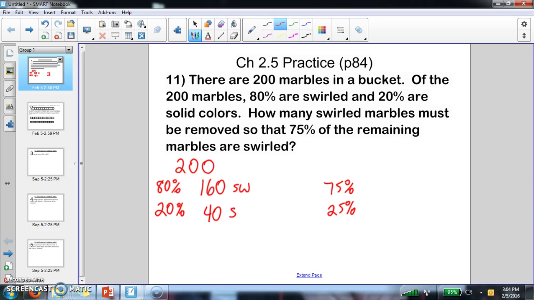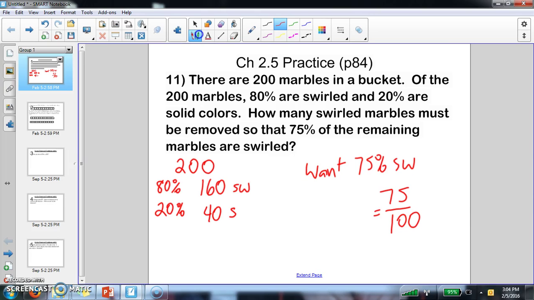Now, the one thing we have to remember here is that as we remove a marble that's swirled, we're removing a marble from the total. So we can set up equations to help us figure this out. Let me erase this. We want 75% to be swirled. So what we know is that we want 75 out of 100%. And the question is, well, what does that mean for what we're doing on the other side? Well, we know we started with 160 marbles, and we're going to have to remove some number of marbles that we don't know.